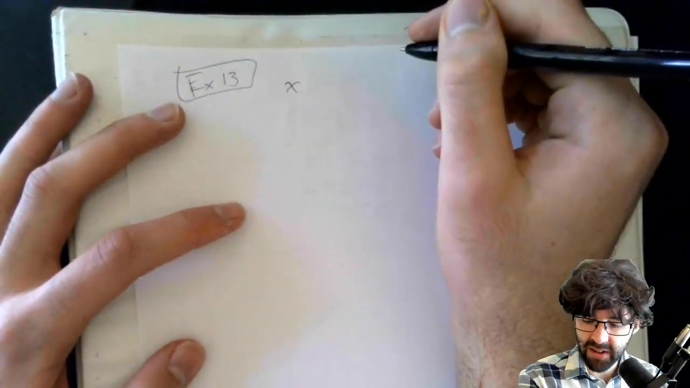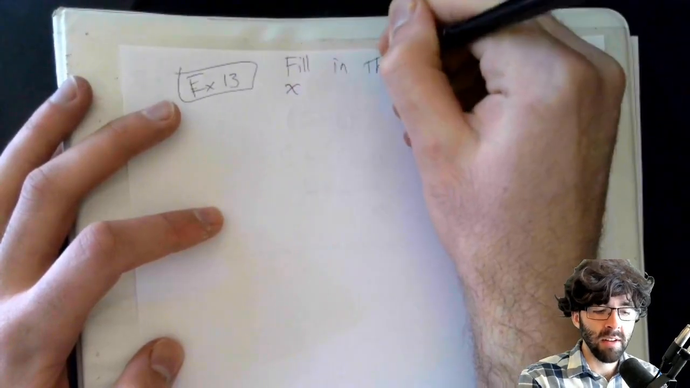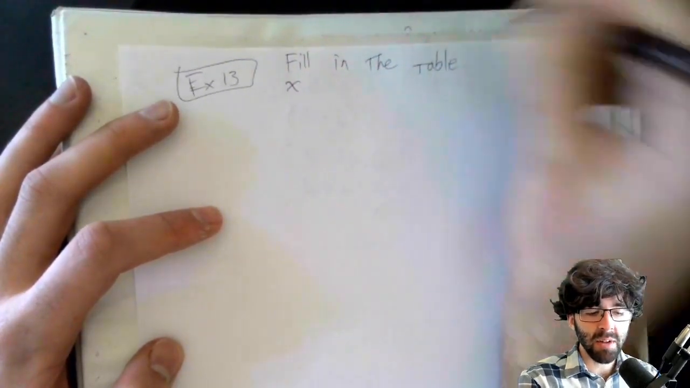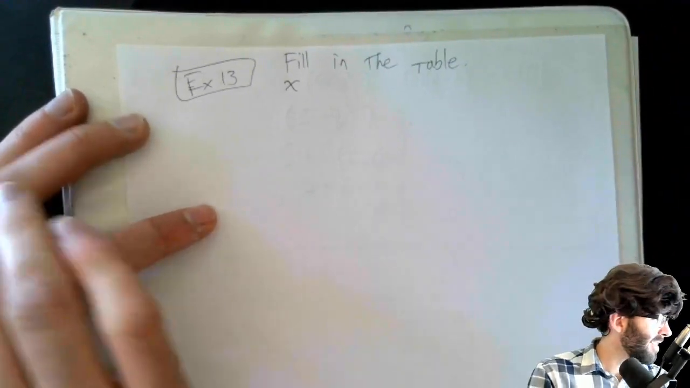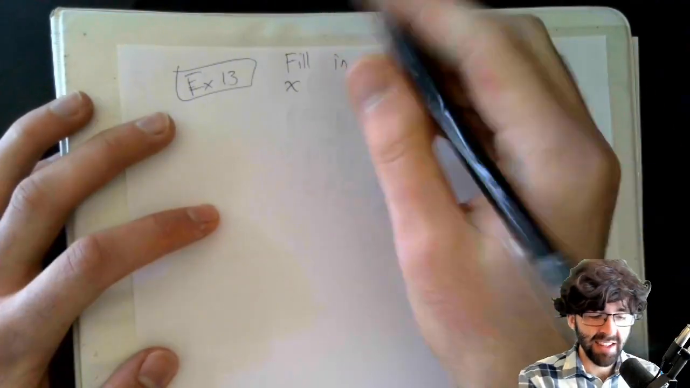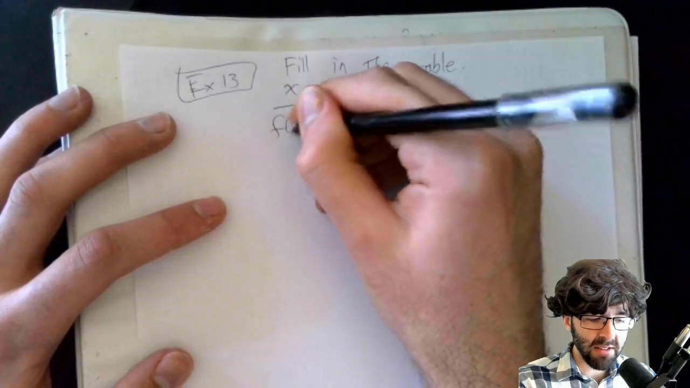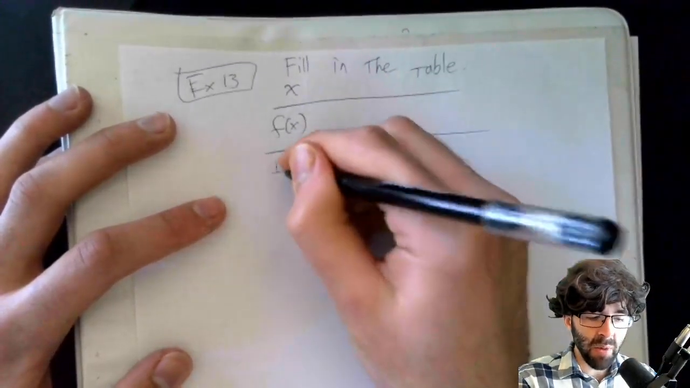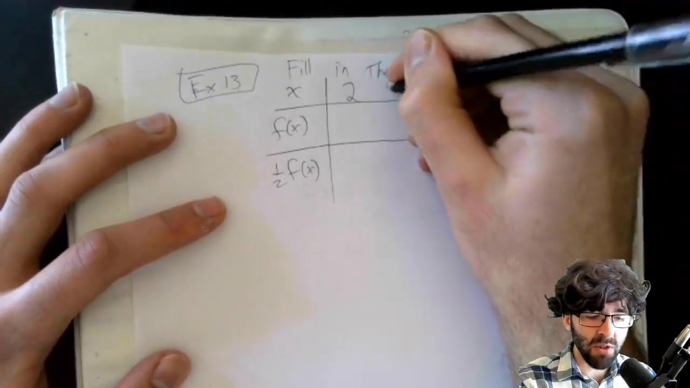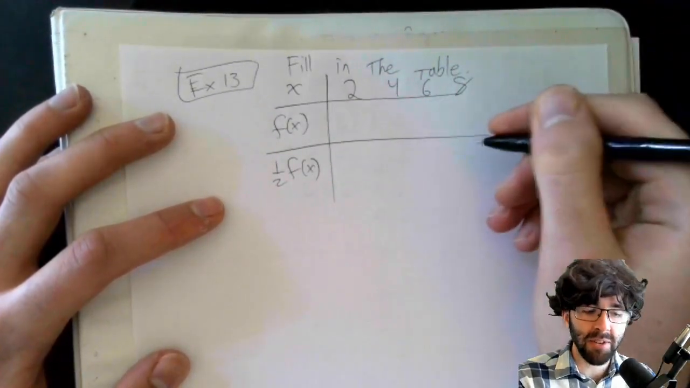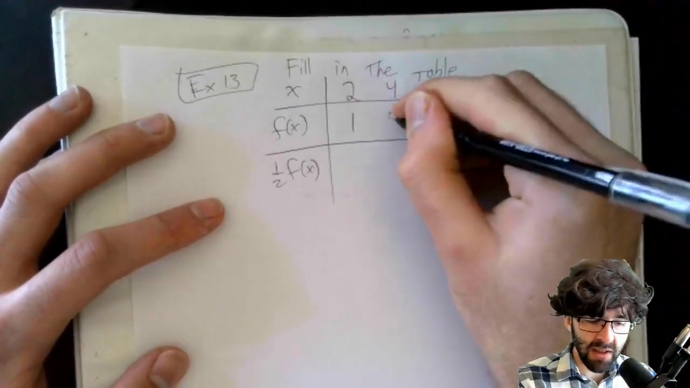You remember this old friend, don't you? Fill in the table. We're going to name this table. Let's name the table fill. Here's a column, a row for x. We're going to have a row for f of x and a row for 1/2 f of x. The x coordinates, just like before, are 2, 4, 6, 8. Good old Phil. We remember Phil from Wednesday. And the y coordinates, or f of x, are 1, 3, 7, 11.